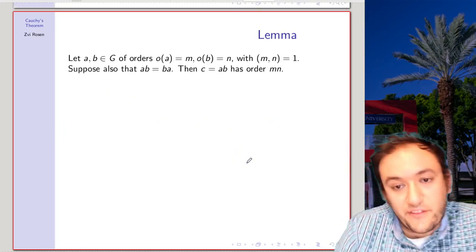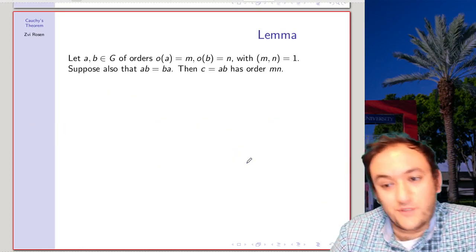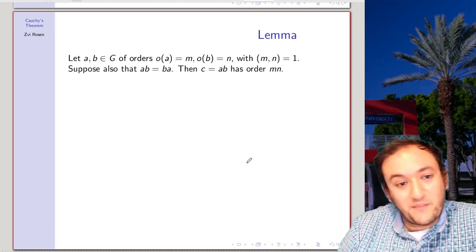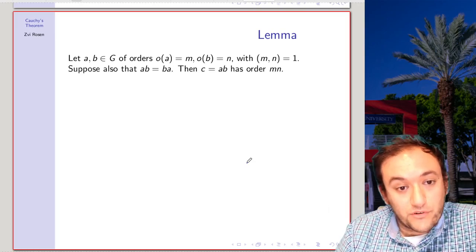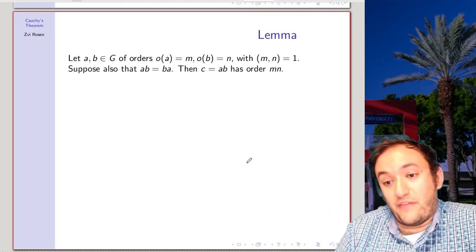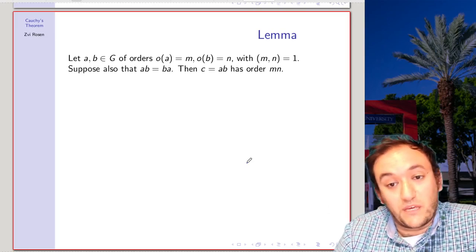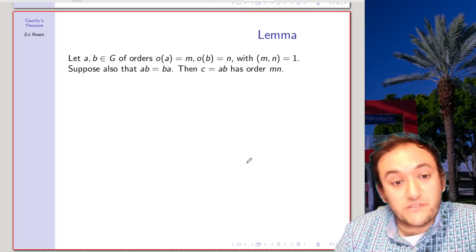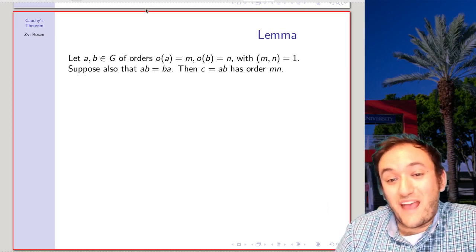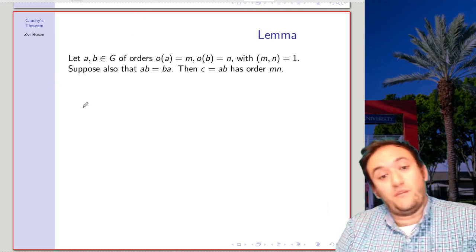All right, let's do another lemma. We're building up to a nice classification result, so please bear with me. Let a and b in G have orders o(a) equals m and o(b) equals n, with the greatest common divisor of m and n being equal to 1. Suppose also that a and b commute. Then c equals ab has order mn. Okay.